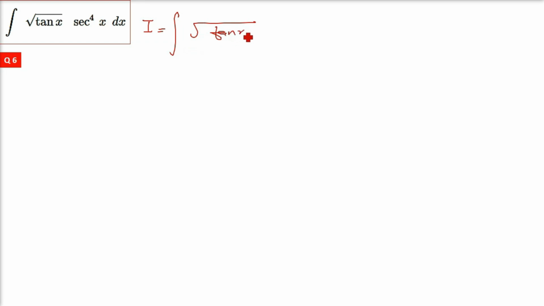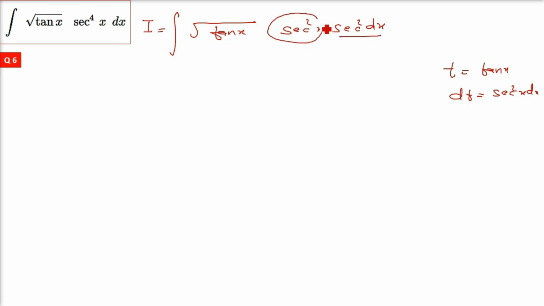Under root of tan x sec^4 x can be written as sec square x into sec square x dx. First thing is, before even converting this middle sec square x, I am taking tan x as t so that we get dt equals sec square x dx. That is the last term in this integral we got. Sec square x can be represented in the form of tan x. So this integration will become like this.